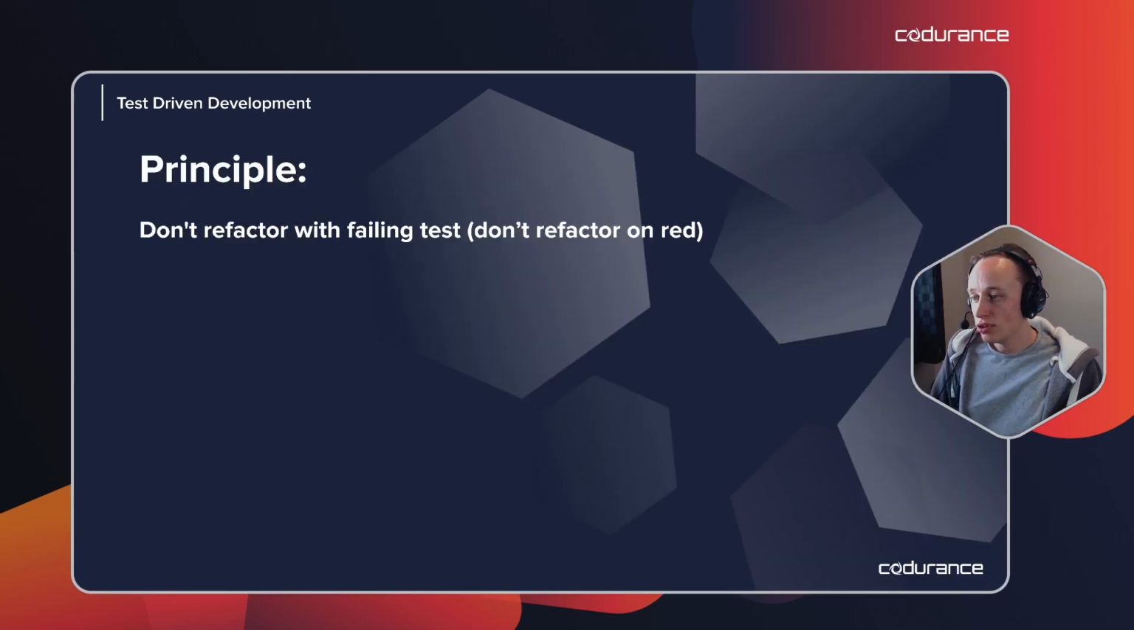And you should never refactor with a failing test, right? This is called don't refactor on red. So this is a really important principle. If you go refactoring when you don't have a passing test suite, then you're going to risk ending up in a really messy situation, right? You're basically crossing the wires. You're losing the benefit we're talking of earlier of having that safe fallback, right?